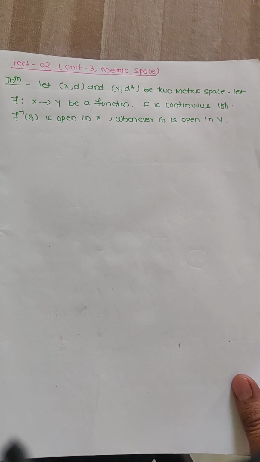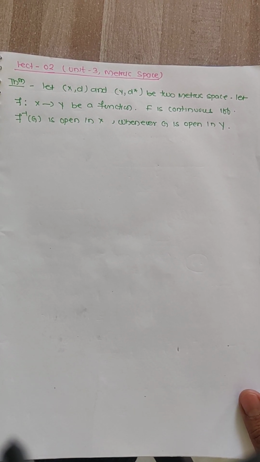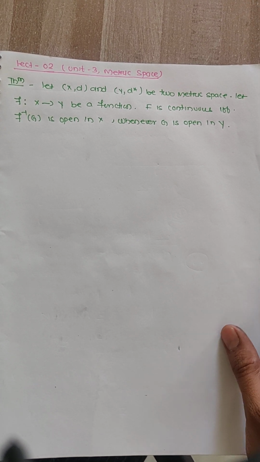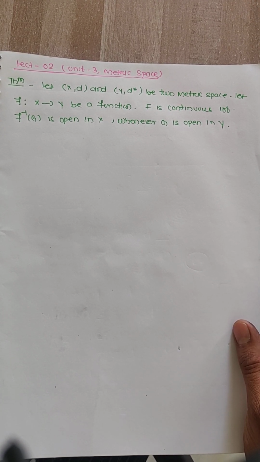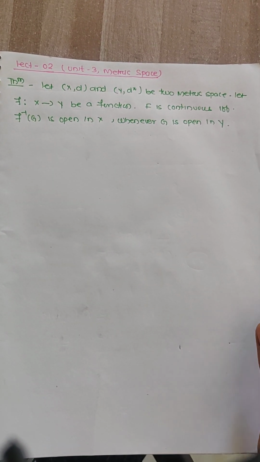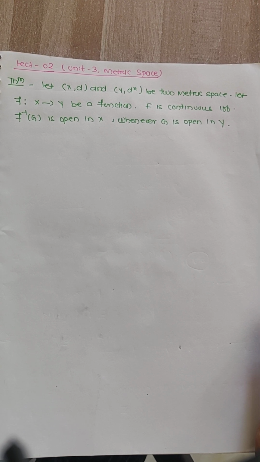Hello everyone, this is lecture 2 of metric space unit 3. In unit 1 we have seen the definition of a continuous function on a metric space, and we have seen the sequential criterion for continuity. In this lecture we will see some theorems for checking whether a function is continuous or not.